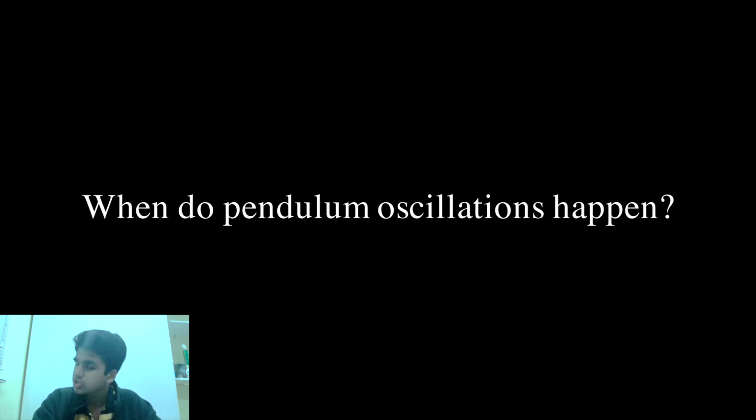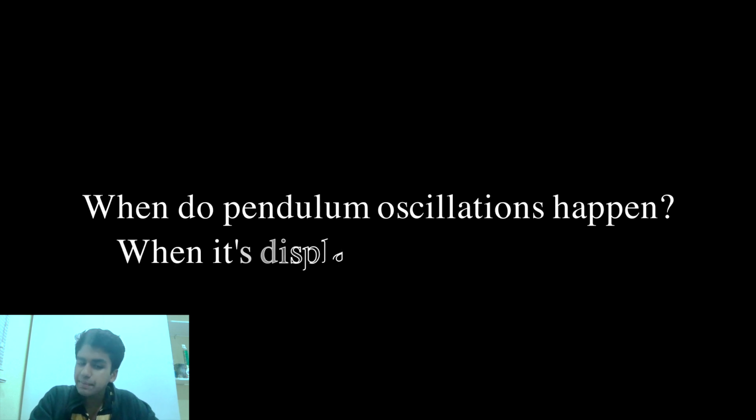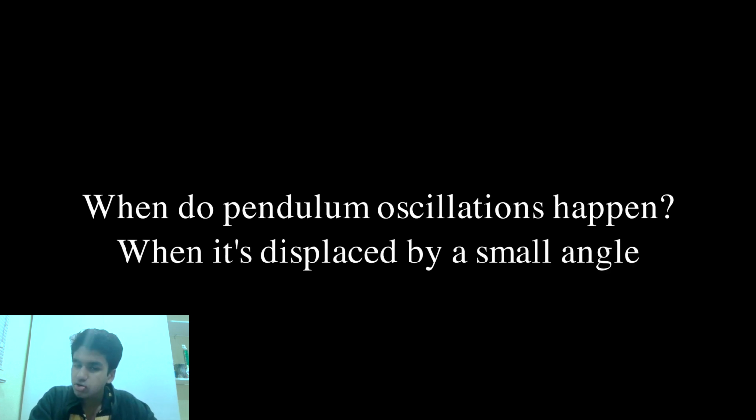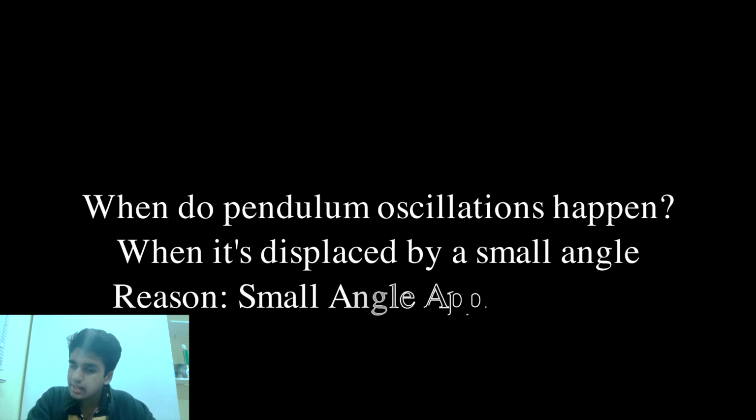When do pendulum oscillations happen? Well, it happens when the angle theta is so small. When it's displaced by a small angle, so that sine theta is approximately theta, and that is known as the small angle approximation.